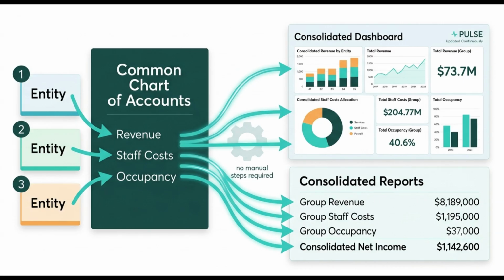Once the mapping is in place, BrizoConsol does the rest automatically. It reads each entity's trial balance, applies the mapping, translates currencies, eliminates intercompany balances, and calculates NCI. The result flows directly into your dashboard, pulse, and reports, updated continuously, with no manual steps required.